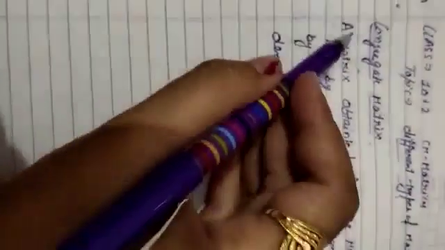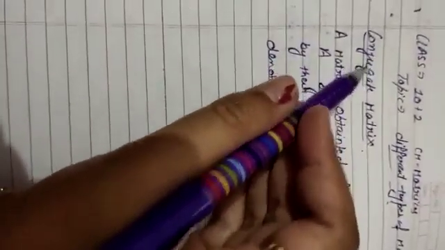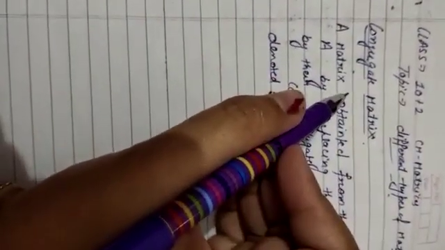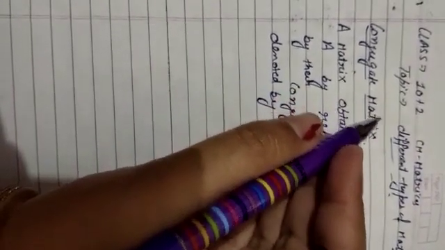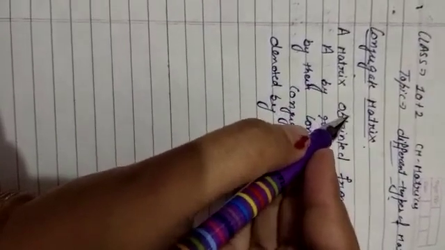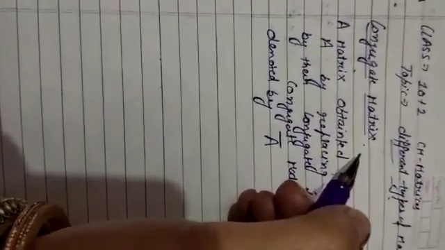The first type is the conjugate matrix. What is a conjugate? Conjugate, as you already know, means we are changing the sign of the imaginary part. If the sign of the imaginary number is given as positive, we change it to negative in the conjugate, and if it is given as negative, then we change it to positive.